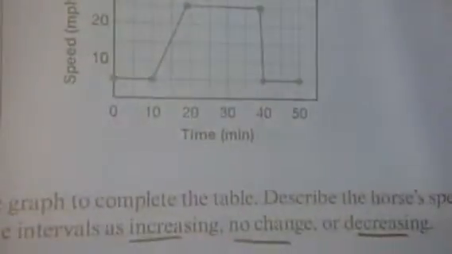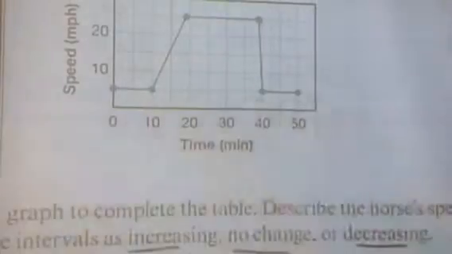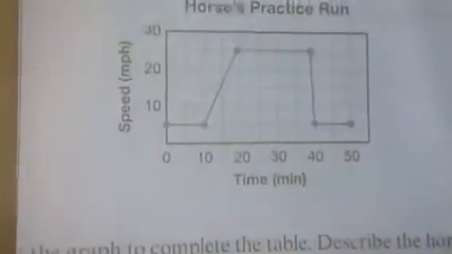Alright, lastly, from 40 to 50 minutes, your graph stays horizontal. It stays right at 5 miles per hour, so the last interval there is no change. So it goes from no change to increasing, no change to decreasing, no change. That's exactly what happens here. No change, increasing, no change, decreasing, no change.